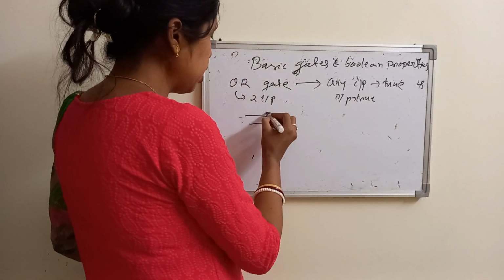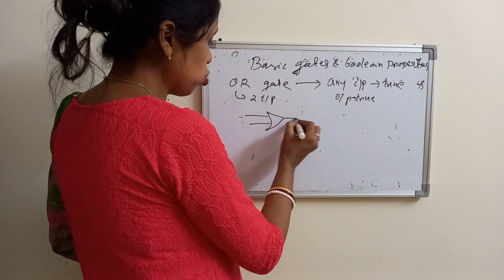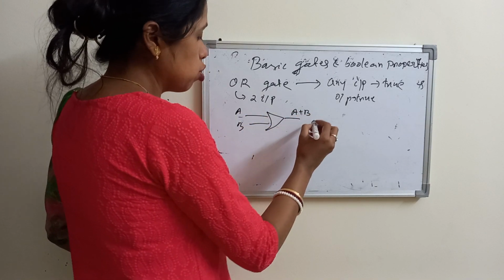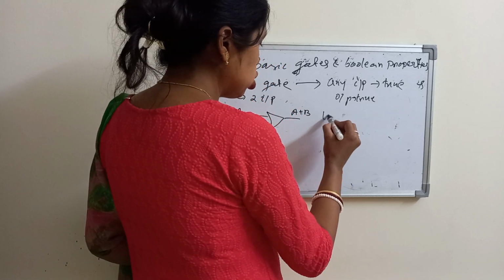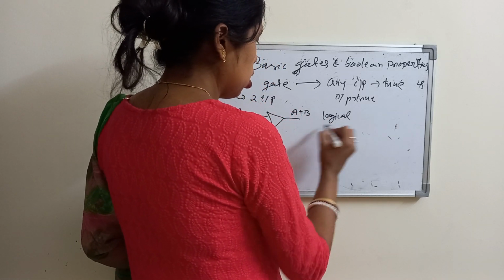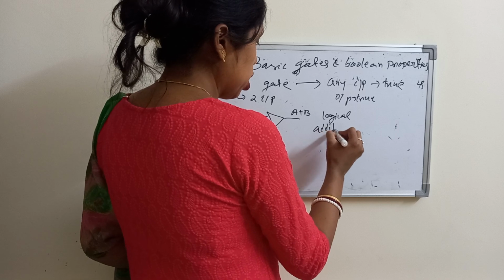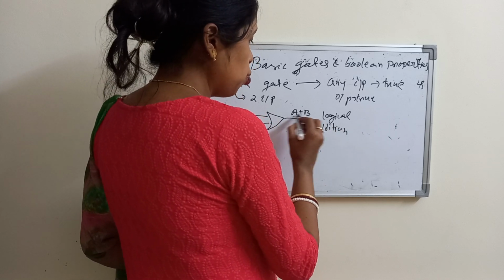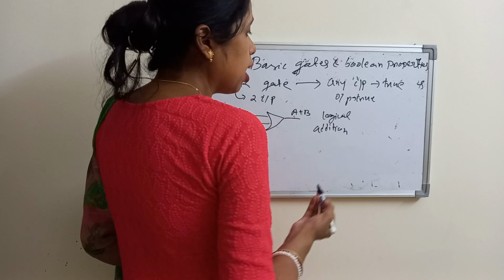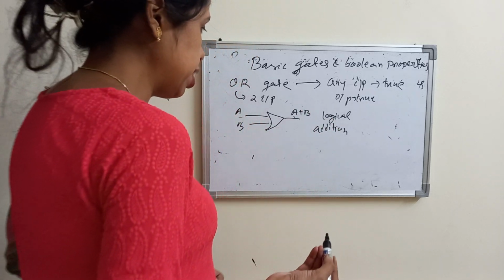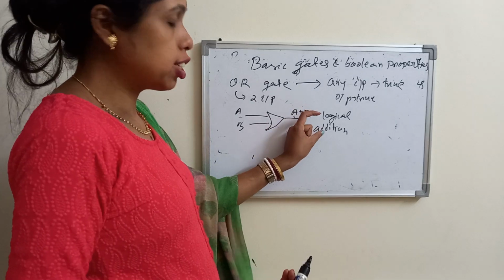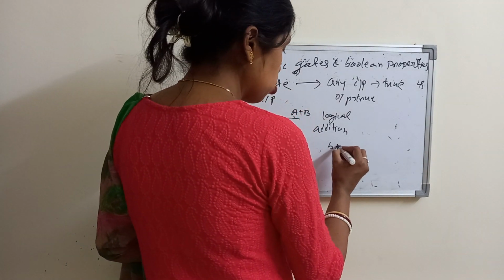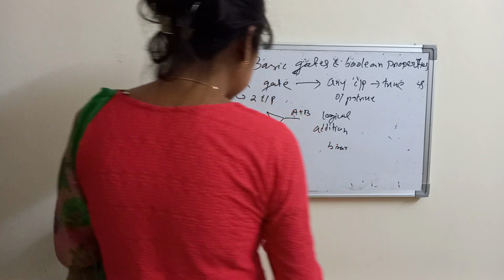For the OR gate, the symbol is like this. This is A, this is B, this is A plus B. This is called logical addition. That means if any input is true, you will get the true output. This logical addition and binary addition are different. I will explain binary addition later.